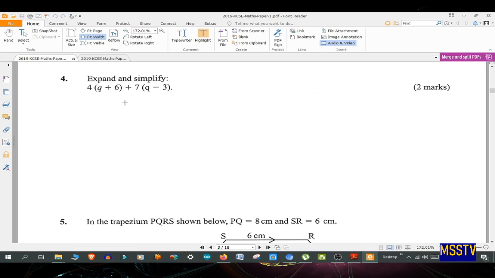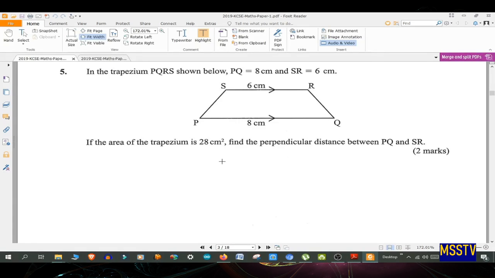Question 5. In the trapezium PQRS shown below, PQ is 8 and SR is 6. If the area of the trapezium is 28, find the perpendicular distance between PQ and SR. Again, a very simple question here, requiring you to just know the formula for finding the area of a trapezium. You get a comfortable 2 marks.